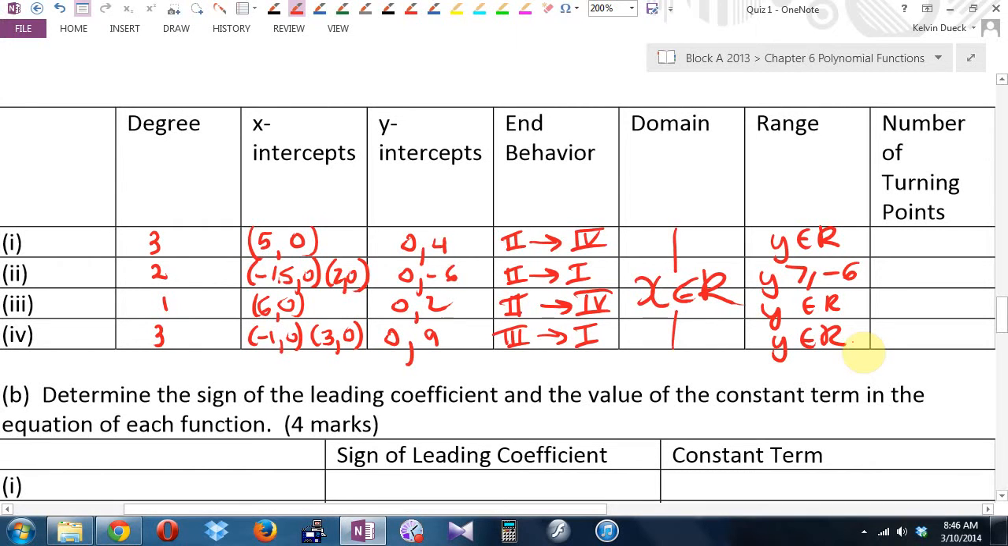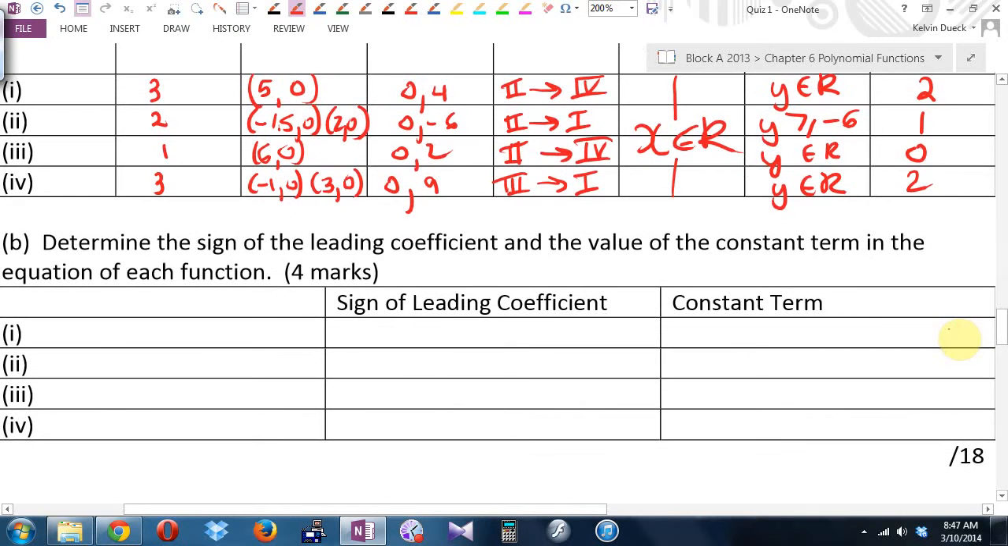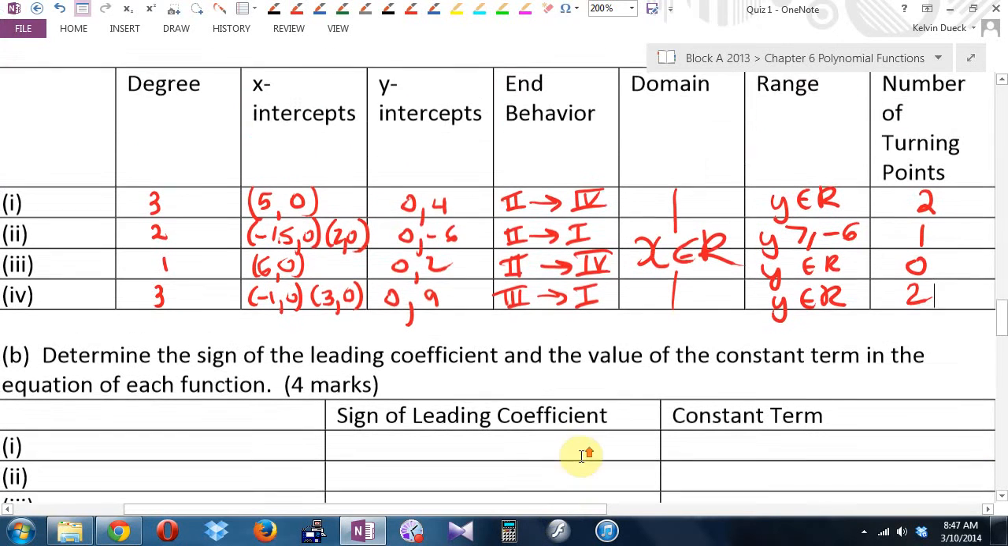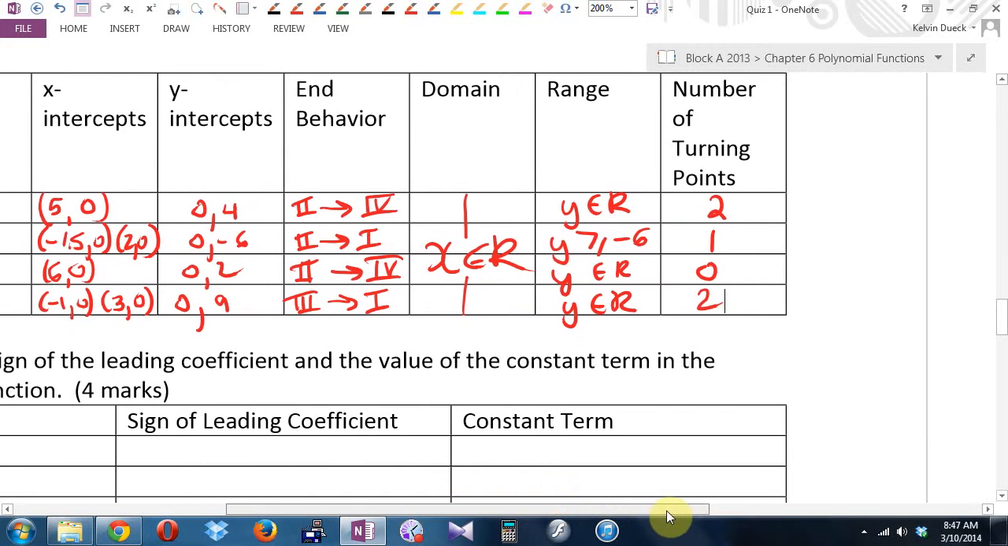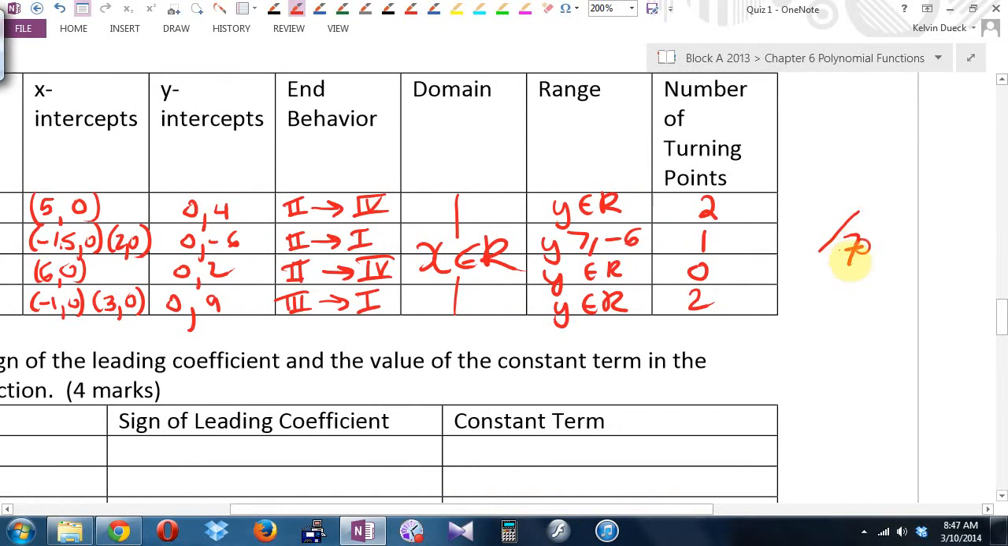Number of turning points. The first one has 2 turning points. The second one has 1 turning point, which is also the vertex. Third one has no turning points. And the fourth one has 2 turning points. Then it says determine this, a half mark for each one of those. So there's 14 blanks. That means this question is out of 7.